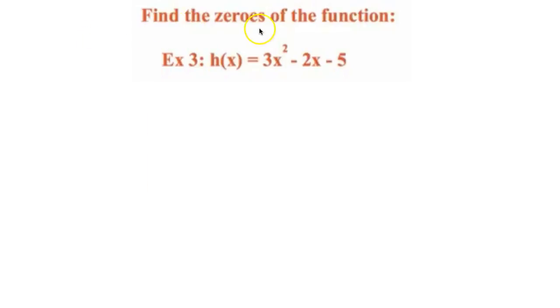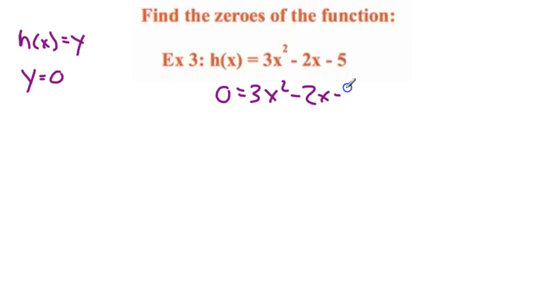So this one says find the zeros of the function. This is called function notation. What this really means, when you have something like h of x, that's the same thing as y, right? So you could write this as y equals 3x squared minus 2x minus 5. And when you find the zeros of a function, that's when y equals 0. So basically this h of x just means y, and to find the zeros means when y equals 0. So we can write this as 0 equals 3x squared minus 2x minus 5.